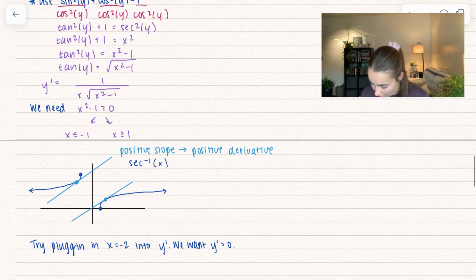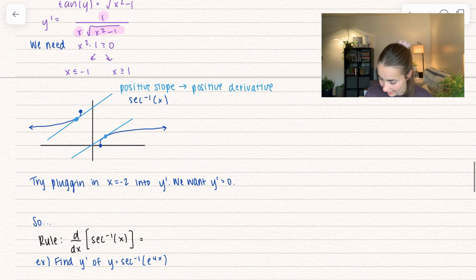So if I look at our actual derivative we have right here, let's think about when we plug in a positive x value. This will be positive, this will be positive, 1 is already positive. I'm going to result in a positive derivative. But what happens when we plug in a negative value?